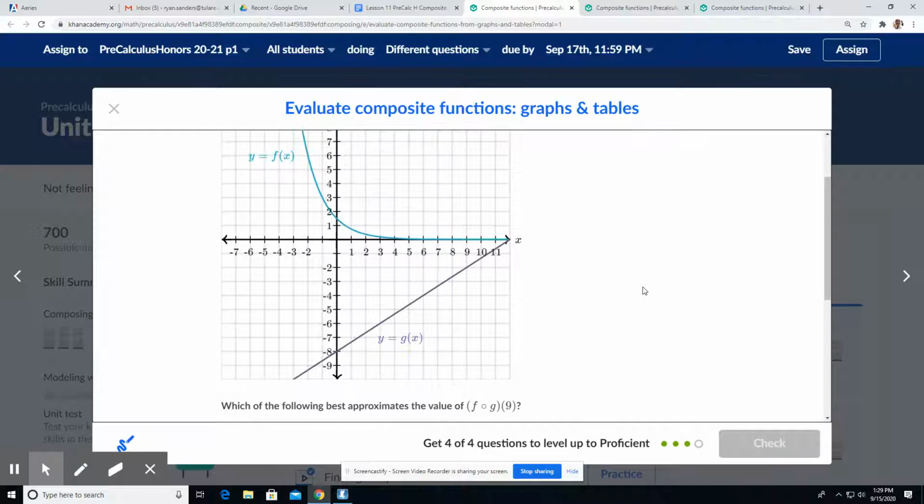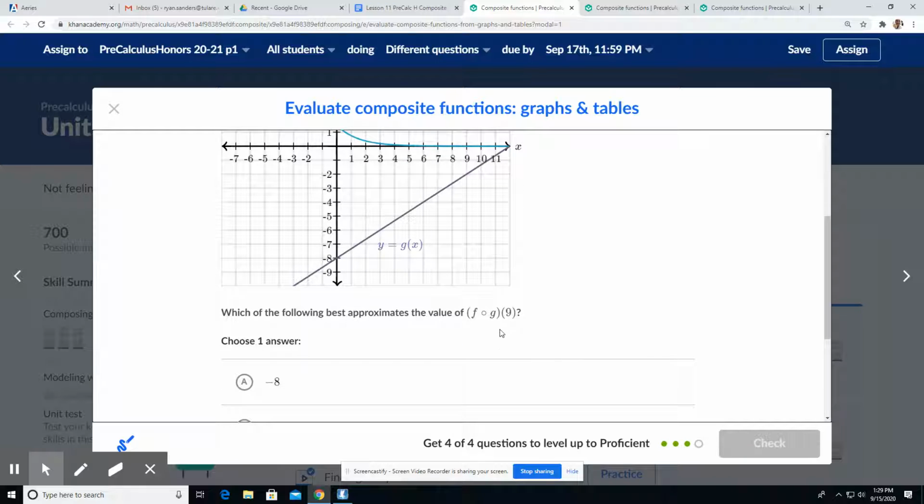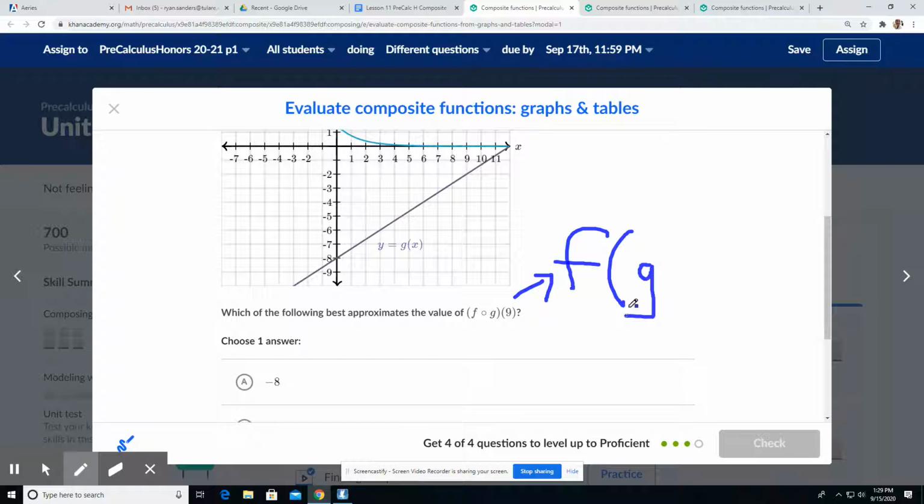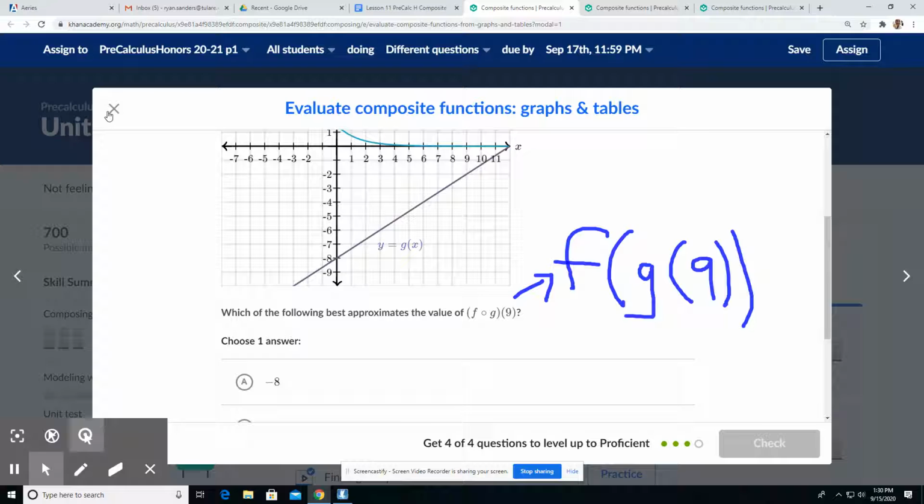This one's done exactly the same way. My suggestion would be to rewrite this function in terms of f of g of 9, and that just makes a little bit more sense. Following our order of operations, we would calculate this one, plug that answer in, and find out what the output for f is. All right, not too bad on this one. So we'll go ahead and let those go.